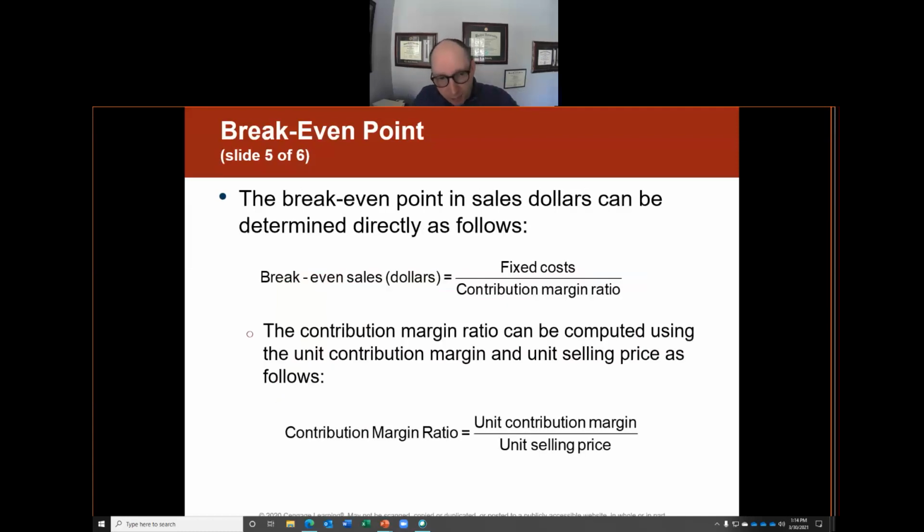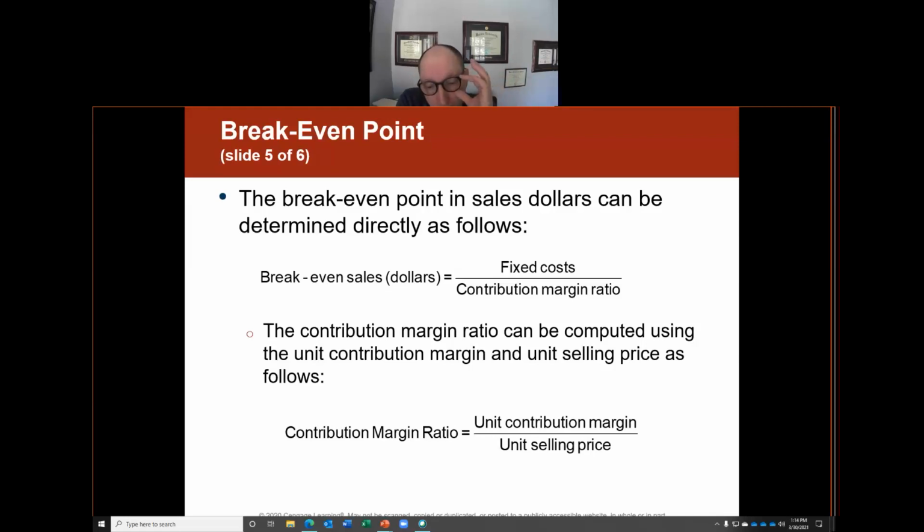So yeah, now we have this basic understanding of how to break even. We know how to do it in units. Now let's talk about how to do it in sales dollars. In sales dollars, it works the same way. The difference is we're talking about the sales dollars, not the number of units. Okay? To break even in sales dollars, we take the fixed cost divided by the contribution margin ratio.